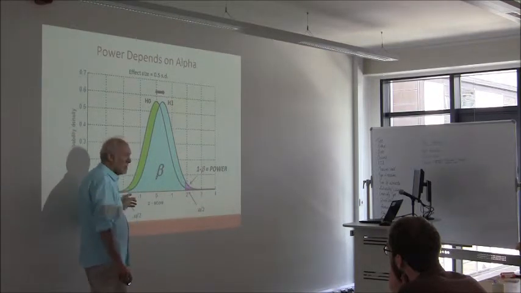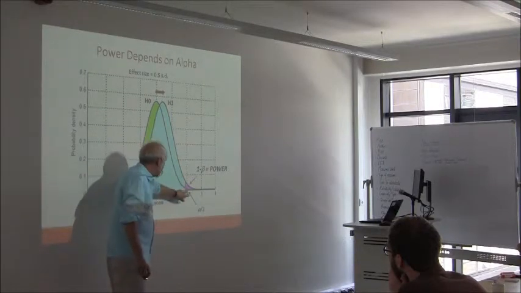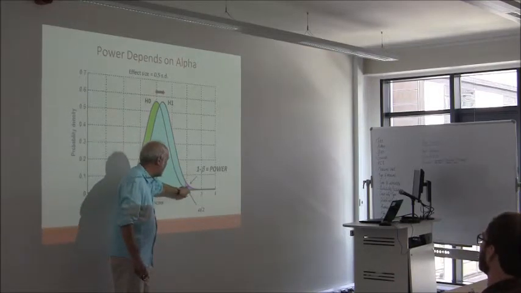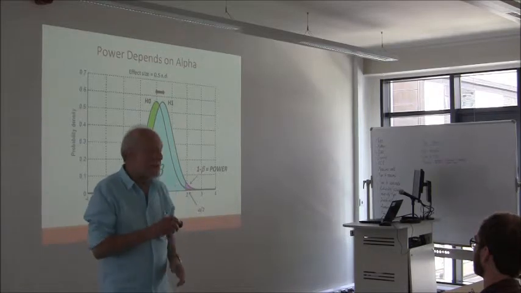So here's back to this original situation. We've got a small effect size here. Here's alpha is 0.05, two tails. Here's our power. They're very close together, so you have low power.